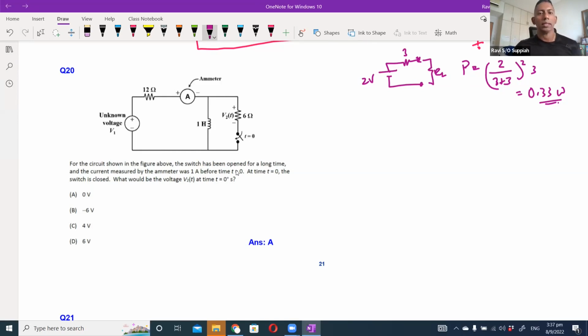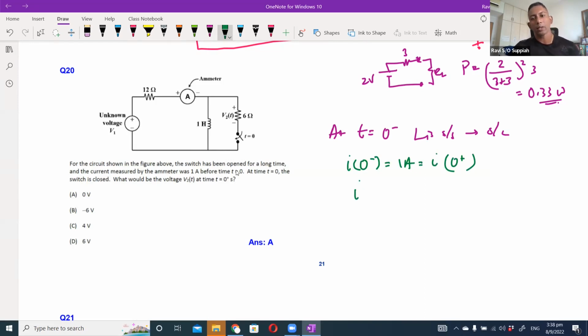Okay, so if you analyze this, basically what you can say is at time t equals 0 minus, your inductor is in steady state, which means it is a short circuit. And since the current is 1 ampere, I at 0 minus is 1 ampere, which is the same as I at 0 plus.